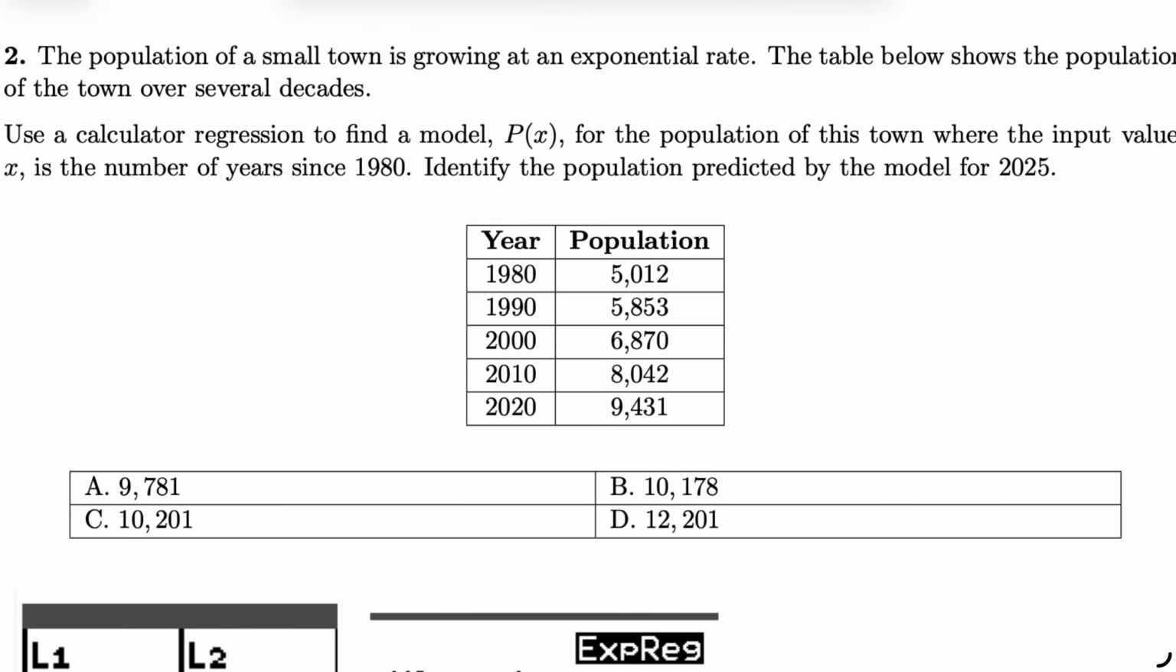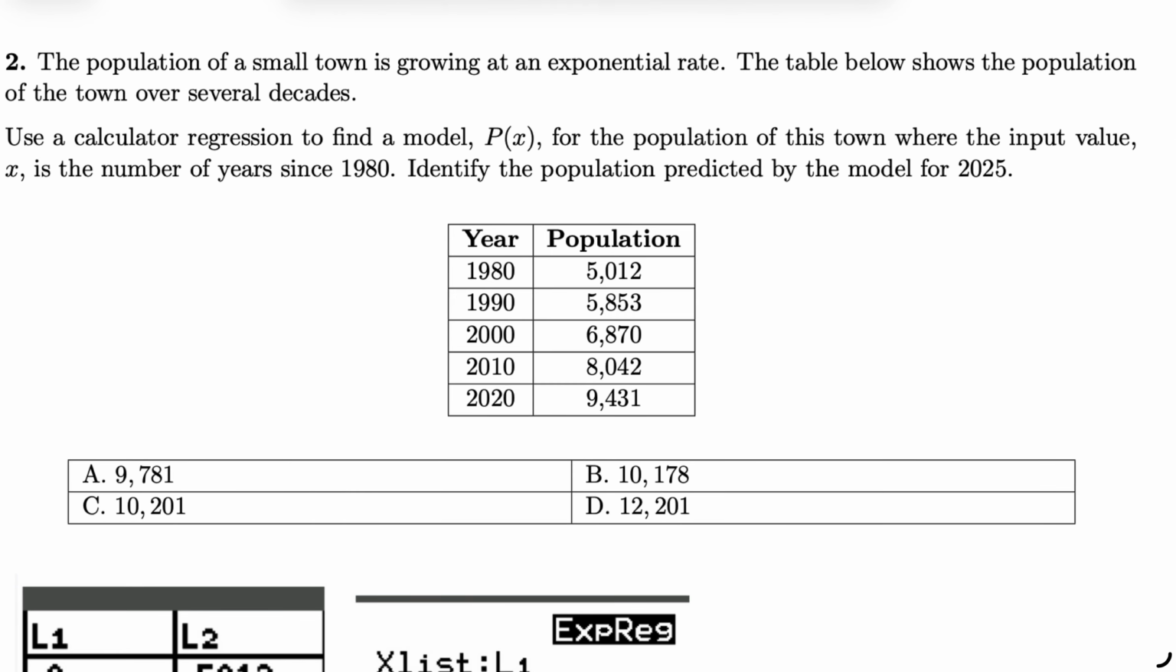We have the population of a small town growing at an exponential rate. The table below shows the population of the town over several decades. Use a calculator regression to find the model p of x for the population of this town, where the input value x is the number of years since 1980, and identify the population predicted for 2025.